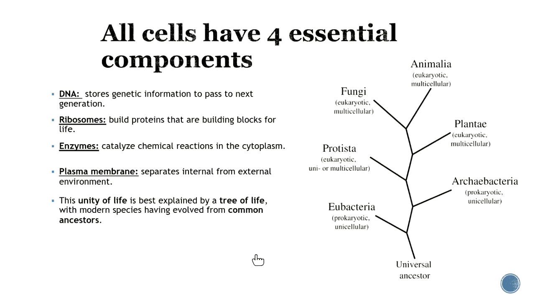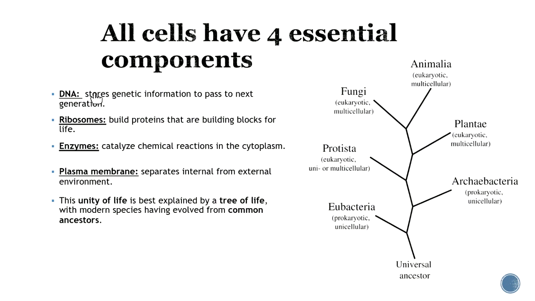So regardless of whether you're unicellular, multicellular, an eye cell, toe cell, any type of cell, plant cell, fungi, whatever kingdom you fall into, you're going to have 4 essential components. And they're shown right here. First off, you have to have DNA. If you don't have DNA, you cannot have that cookbook for life.